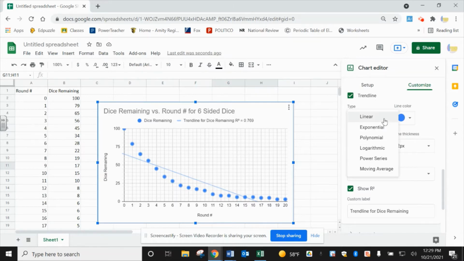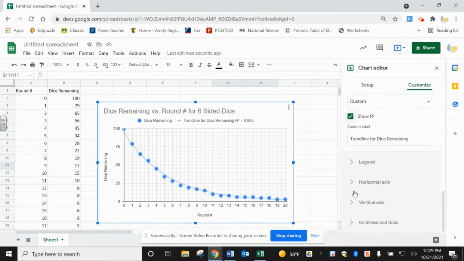This time, I'm actually choosing an exponential. Now what happens, my R-squared changes to 0.995, so that's a significant improvement. And I get a line that really represents the data pretty well. So make sure you choose exponential. Now also, on the round number, you really should have the major go by ones.